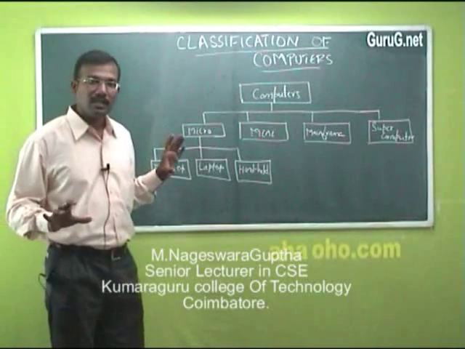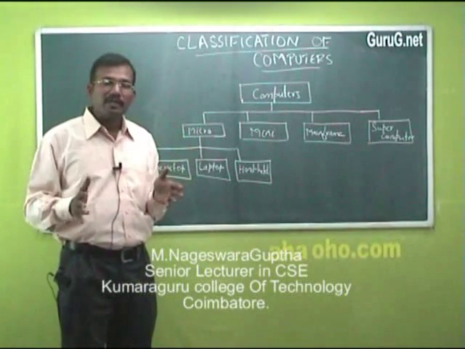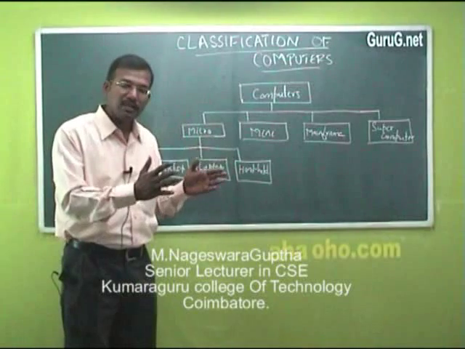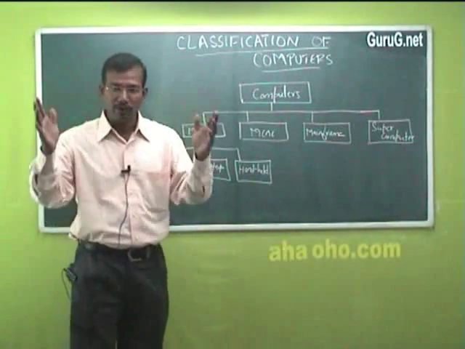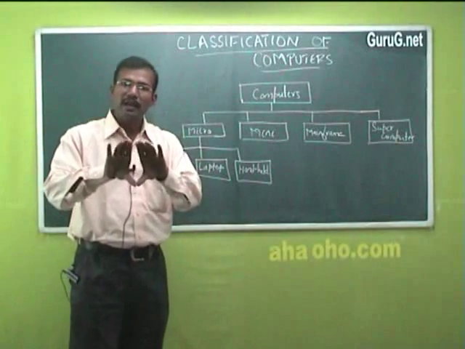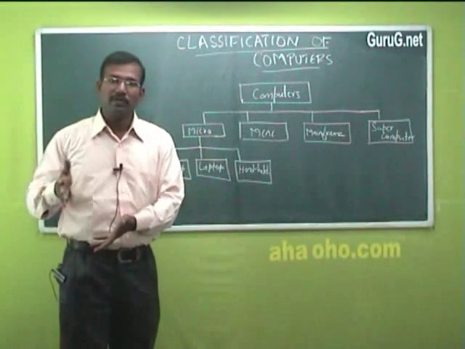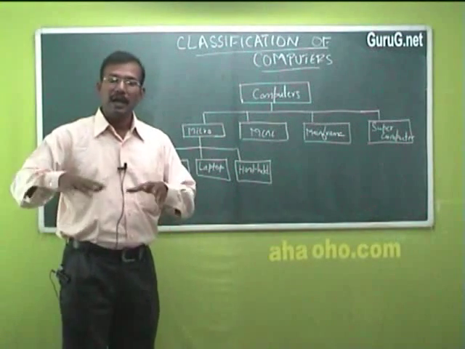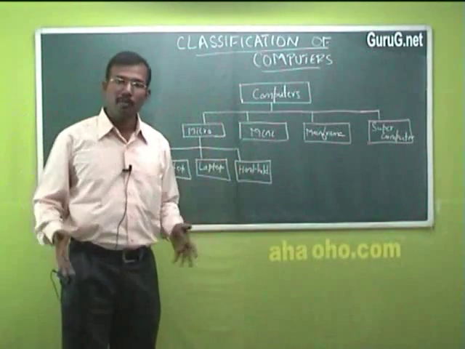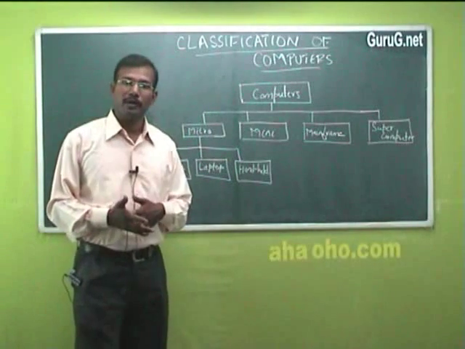You can see the desktop computers will have some components, minimum three units. You'll have one monitor and one central processing unit, which will be either in flat form or in tower form. And next you'll have some input devices like keyboard, mouse, scanner, whatever. These are the things that you'll have in your desktop computer.